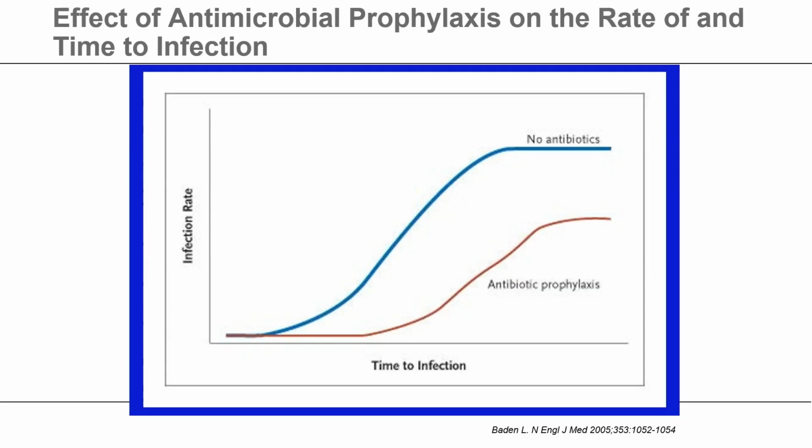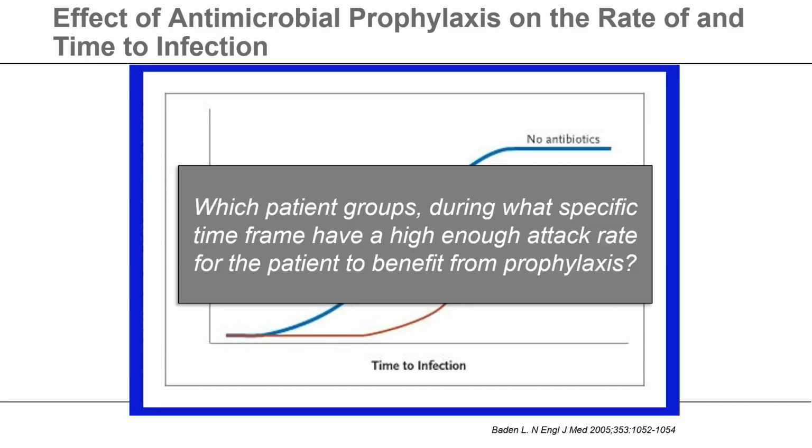But for those centers, as we know, particularly we see it more in our lung transplant recipients that get antifungals indefinitely, they still have fungal infections. It may just be later, and it may just be more resistant infections at that time. So it's really important for us to think about which patient groups during what specific time frame have a high enough attack rate for the patient to benefit from prophylaxis.